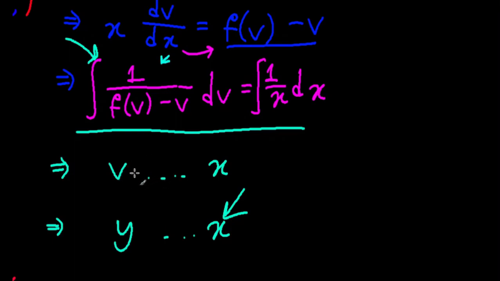So then we'd get a relation between v and x, and we just need to back substitute. v was equal to y by x, so you just need to plug that in to then get a relationship between y and x, which is exactly what we want.